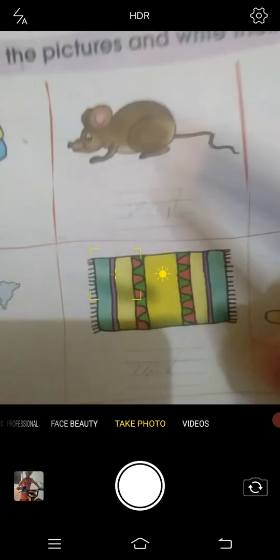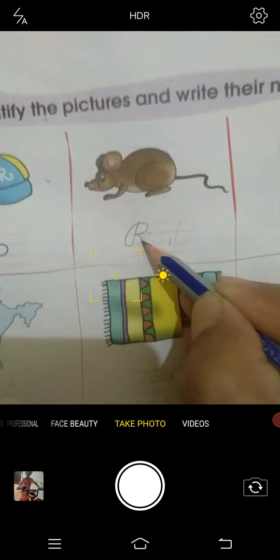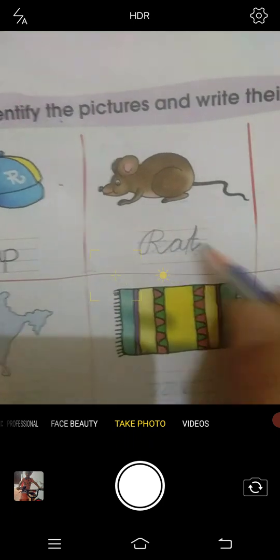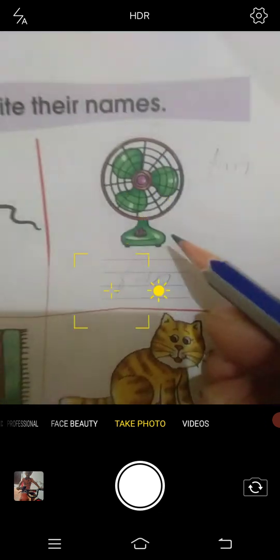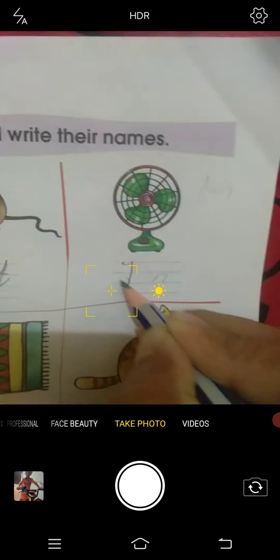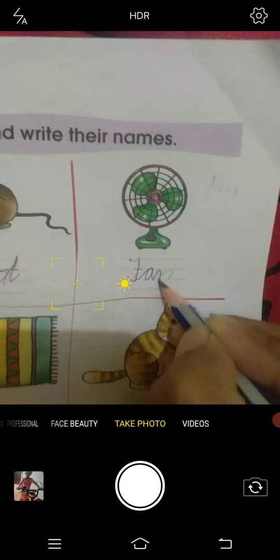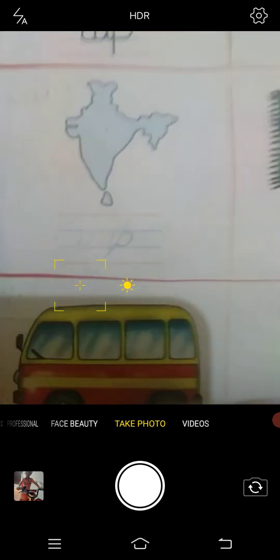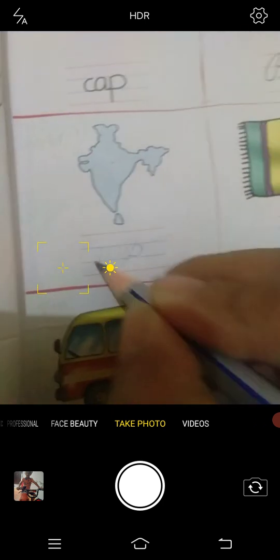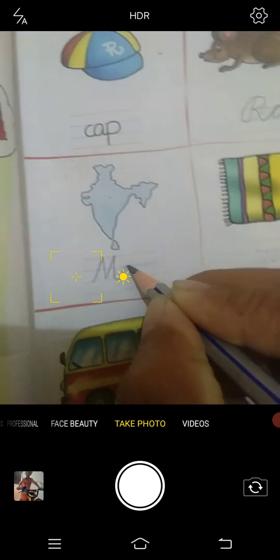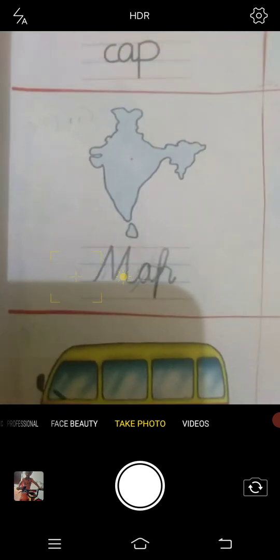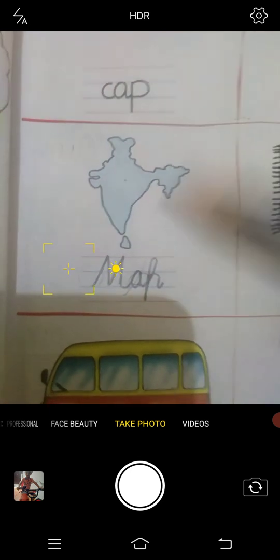Tell me. RAT. Rat. Speak. RAT. You have to write the first letter capital, beta. What is this? FAN. Fan. Now, what is this? MAP. Map, M-A-P, map. This is the map of India.